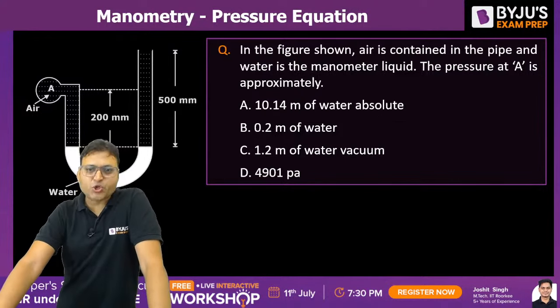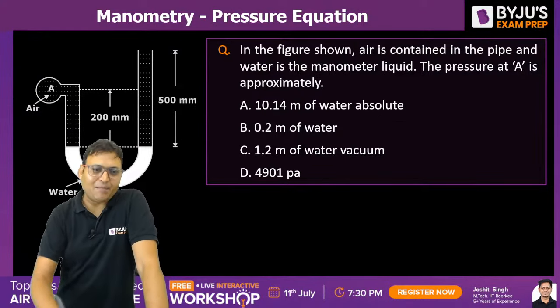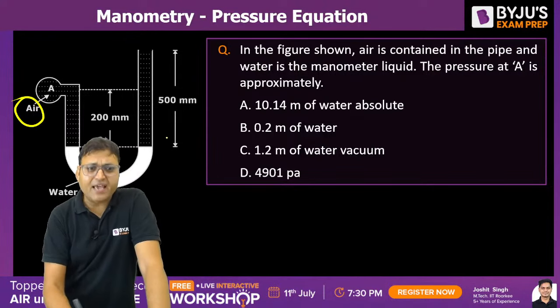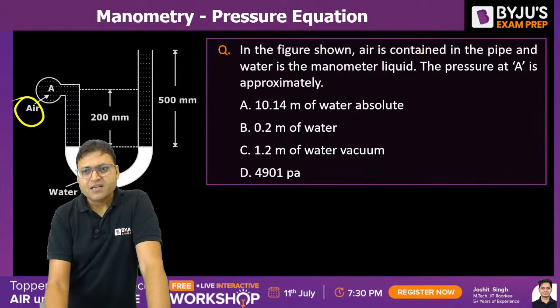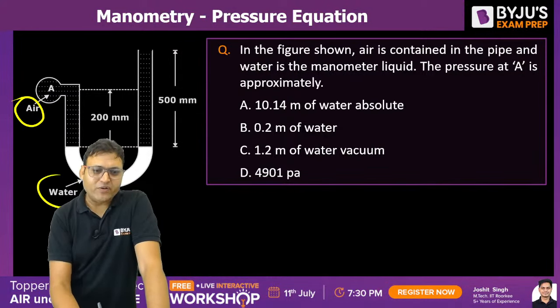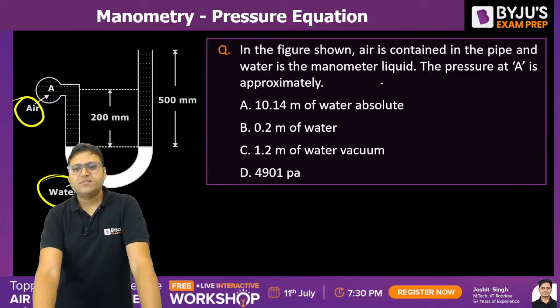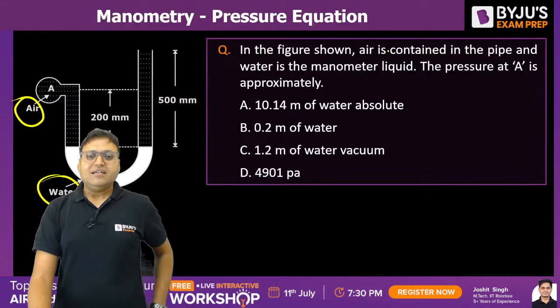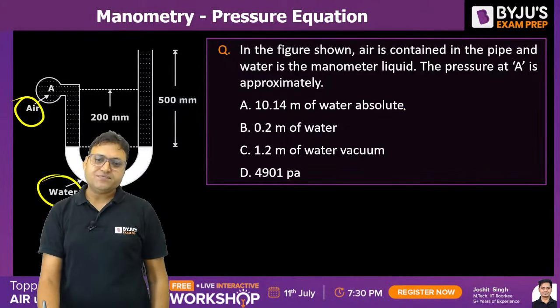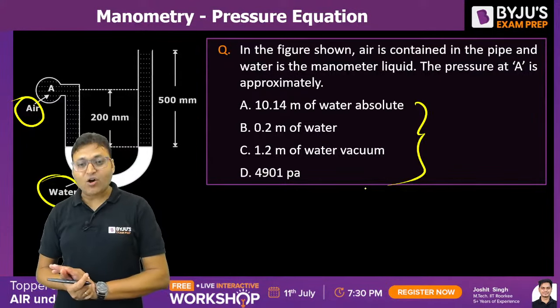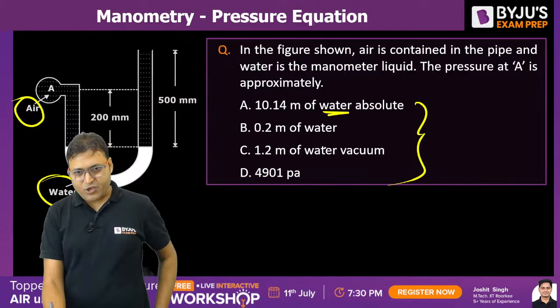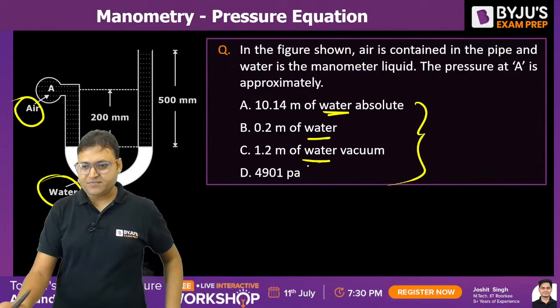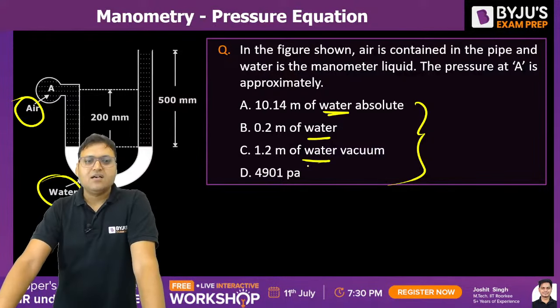In the figure shown, air is contained in the pipe. The fluid contained is air. This is the pipe, and water is the manometric liquid. The pressure at A approximately is, and the unit of pressure should be pressure head of water. Yes, can you solve it?